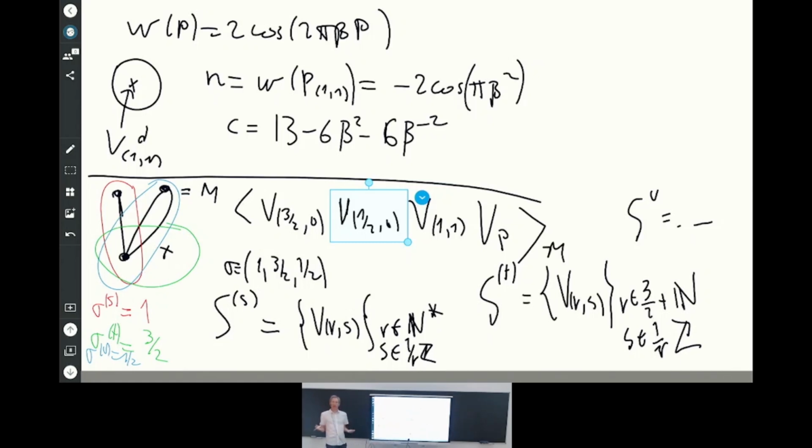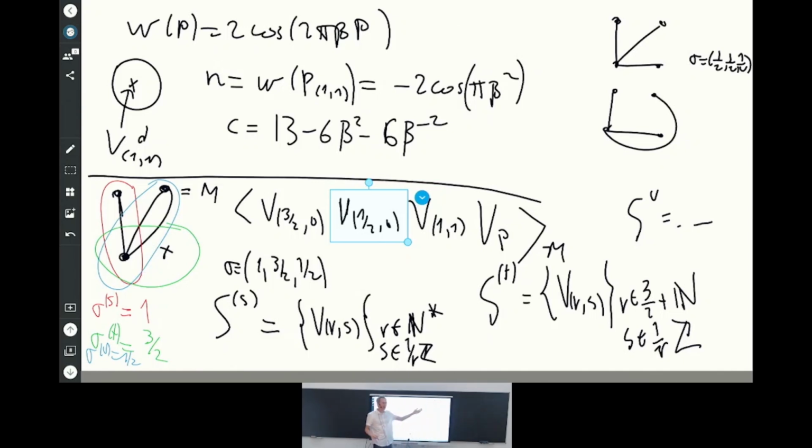But this doesn't work for all maps, because you can have several maps sharing the same signature. I can give you a simple example. These two maps here are different, but they have the same signature, sigma equals 1/2, 1/2, 1/2. So you're left with a two-dimensional space of solutions of crossing symmetry here.